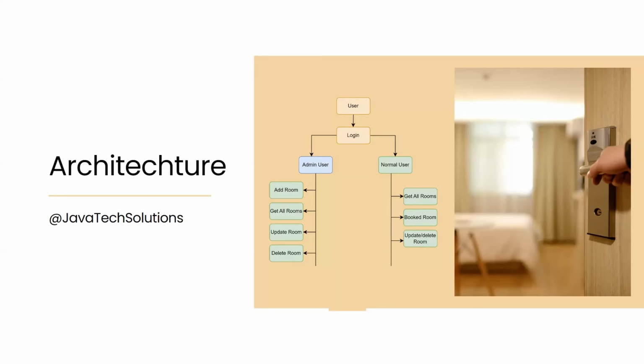Then we can also do different types of authentication. Let's say there is a user, and the user can be an admin user or a normal user, which we can decide after the login. An admin user can achieve some operations and a normal user can do other operations. Admin can add rooms, get all the rooms, update the rooms and delete the rooms from the database. A normal user can fetch all the rooms, the available rooms, book a room, and also update or cancel the booking from the database. So these are the things that we can differentiate user-wise.